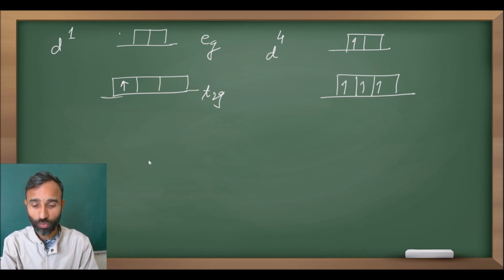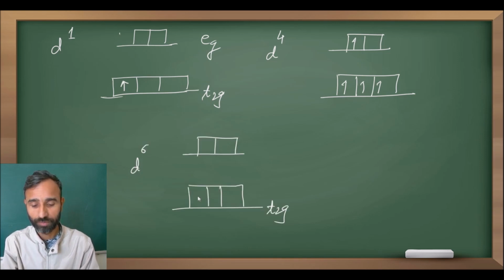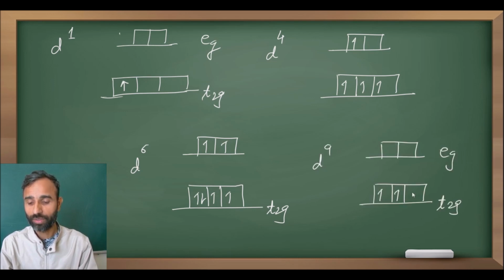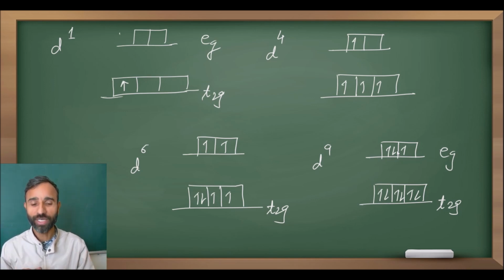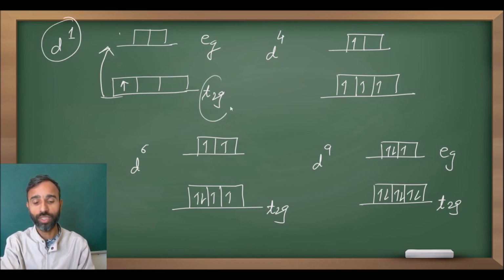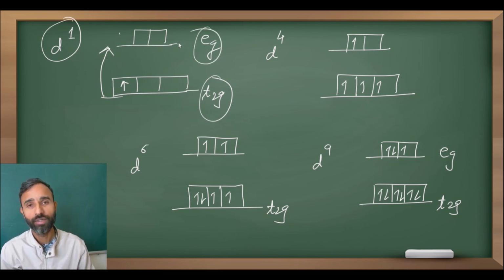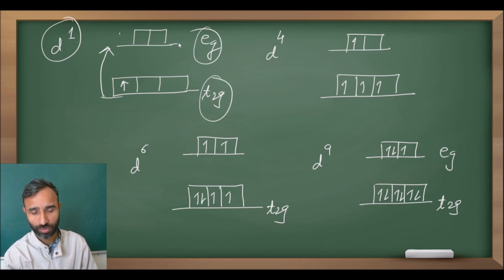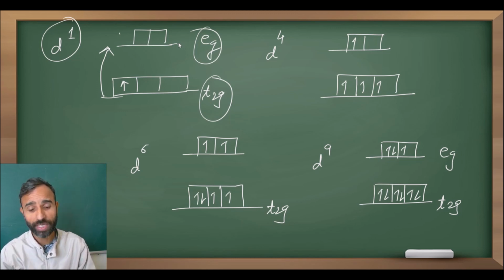Okay, now d6, 1, 2, 3, 4, 5 and 6. Now d9, 1, 2, 3, 4, 5, 6, 7, 8, 9. So these are the arrangements. Now look at these arrangements. So in d1 there is promotion of one electron from T2g to Eg, and there is one transition only. One transition is observed.